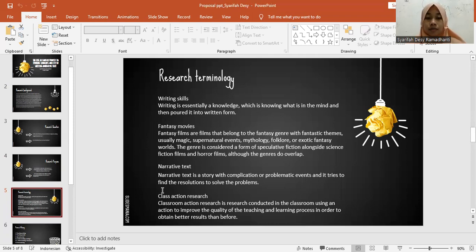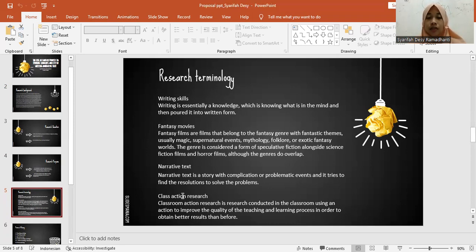Okay, now we move to number 3, narrative text. Narrative text is a story with complications or problematic events, and it tries to find a resolution to solve the problem. So narrative text has three structures: the orientation, the complication, and the resolution. The resolution is the end of the narrative text, which solves the problem. Okay, so with narrative text, I want them to understand through this film, so they can identify where the orientation is, where the events are, and where the resolution is. And then class action research.